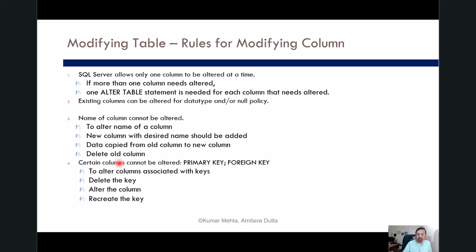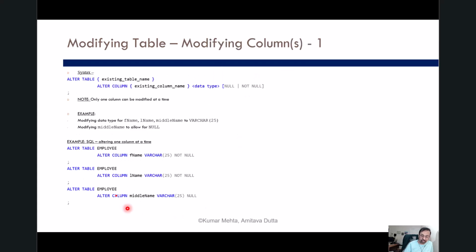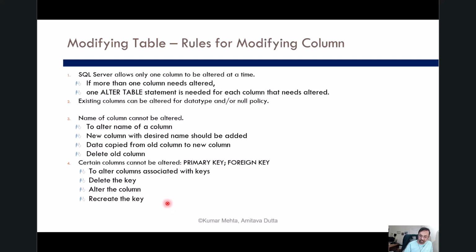So here are some changes, or rather constraints, for modifying the properties of a column. SQL Server only allows for one column to be changed at a time. We already saw it here. So these are the three columns we want changed, but I needed to issue three separate alter commands. Otherwise it doesn't allow for all three to be changed in one command.